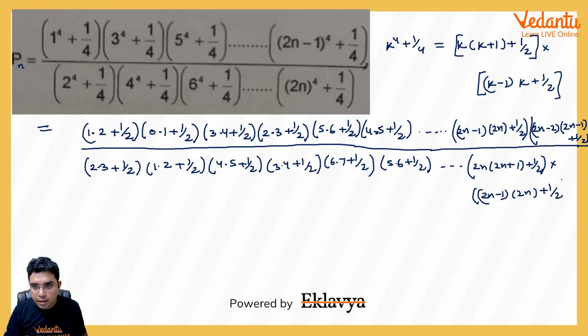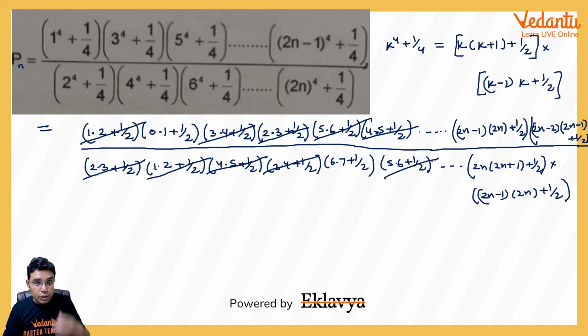And let us see what all are getting cancelled and what are not. So this 1 into 2 plus half is getting cancelled with this. This 2 into 3 plus half is getting cancelled with this. This 3 into 4 plus half is getting cancelled with this. This 4 into 5 plus half is getting cancelled with this. This 5 into 6 plus half is getting cancelled with this. So far you would have noticed that this is not going to cancel anywhere. But other than that, all brackets are getting cancelled. You can check. This will also get cancelled with the next term.